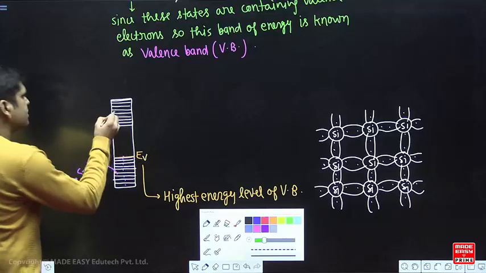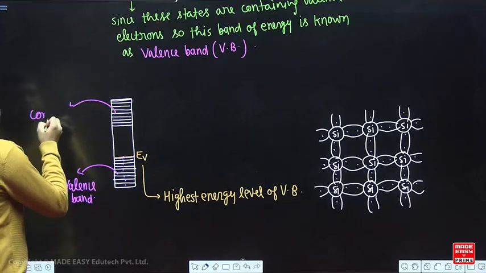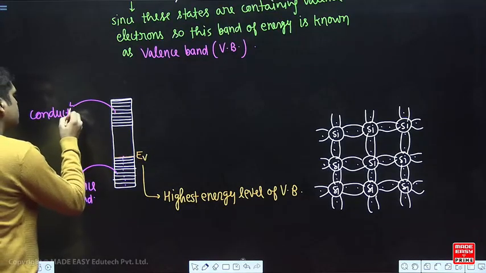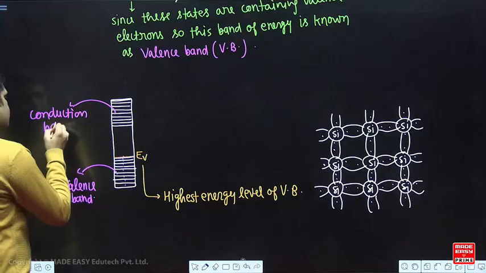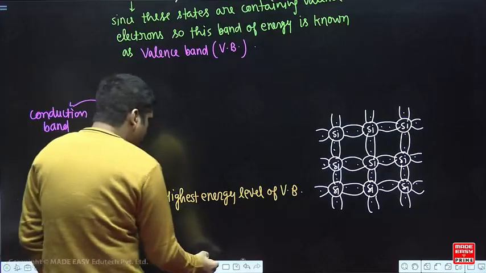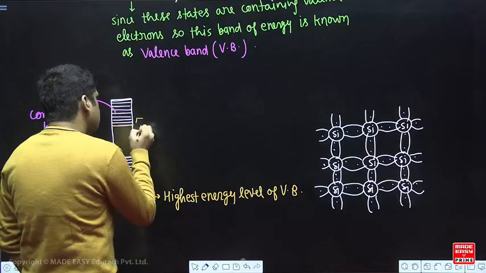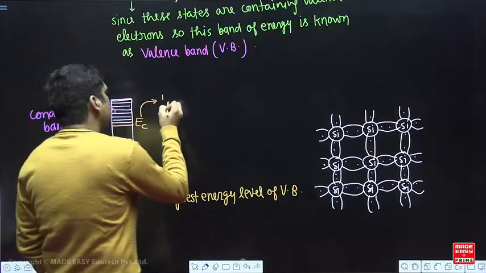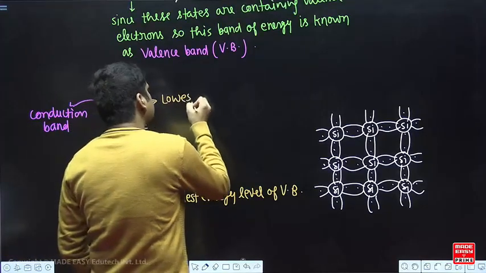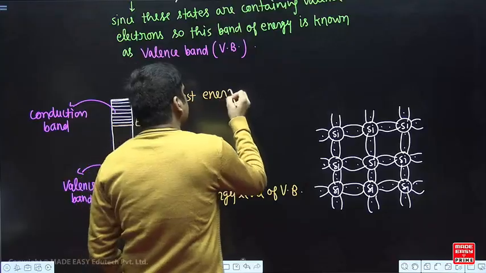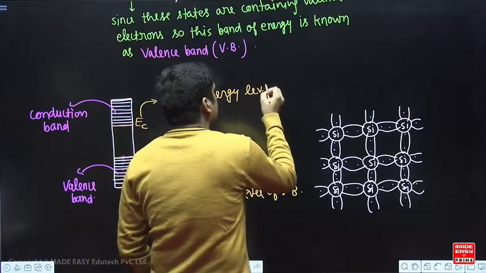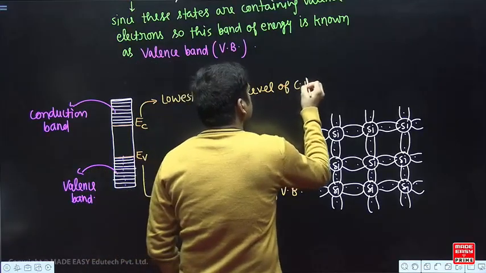This range of energy is known as the conduction band. And the bottommost energy level of this conduction band is EC. EC is the lowest energy level of the conduction band.